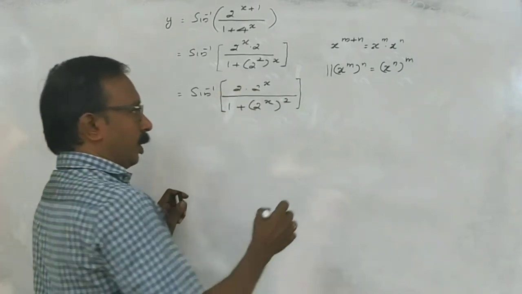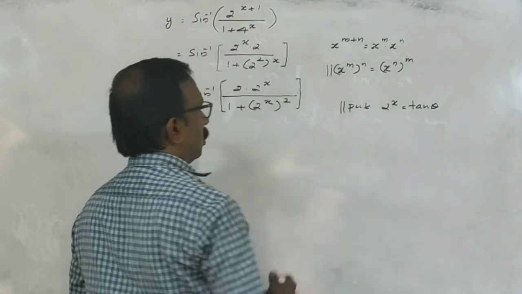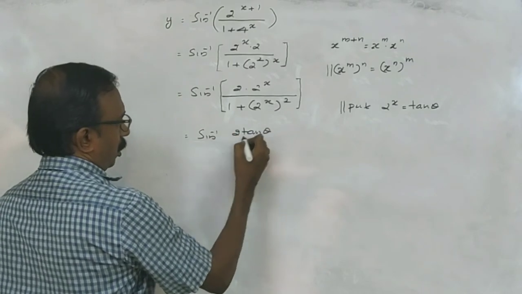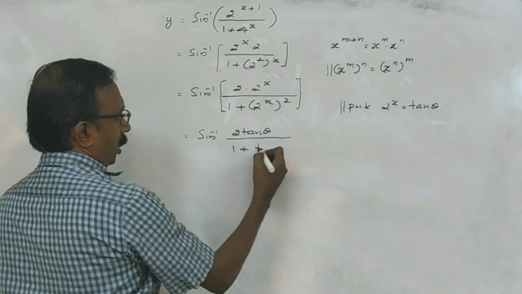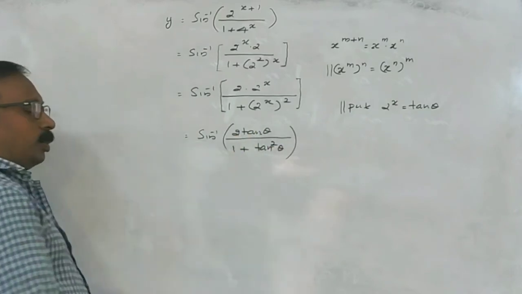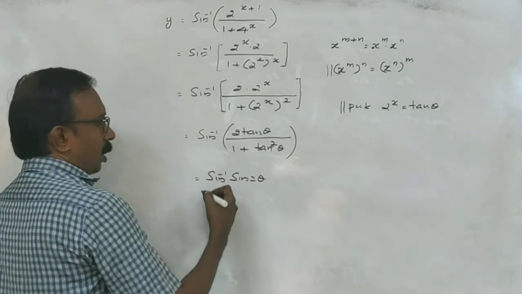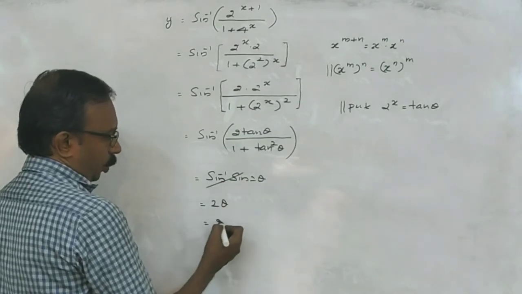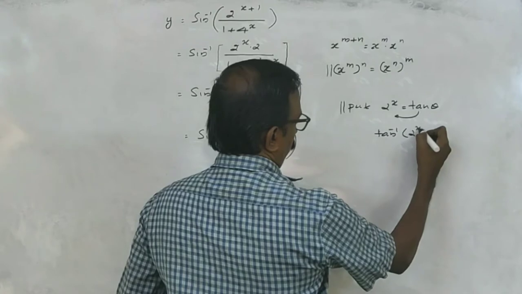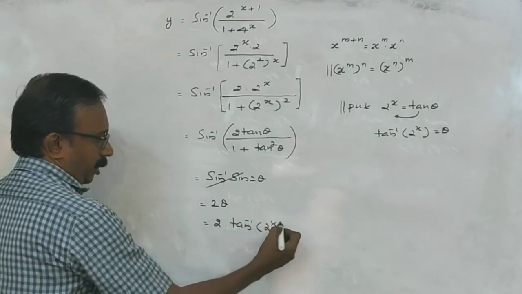Now putting 2 raised to x is equal to tan theta, so sine inverse of 2 tan theta by 1 plus tan theta the whole square. Tan theta the whole square is tan square theta. 2 tan theta by 1 plus tan square theta is sine 2 theta. Sine inverse sine 2 theta is 2 theta. Theta is tan inverse 2 raised to x, since tan theta is 2 raised to x. That is 2 into tan inverse 2 raised to x, isn't it?